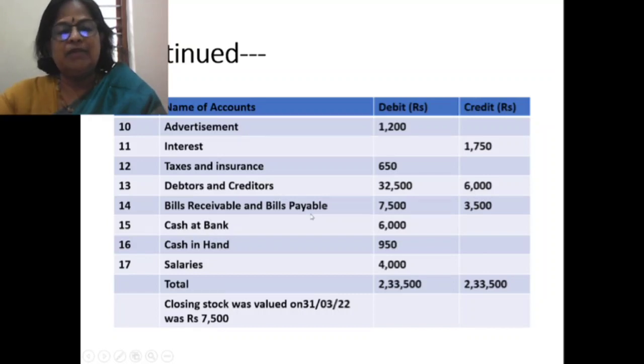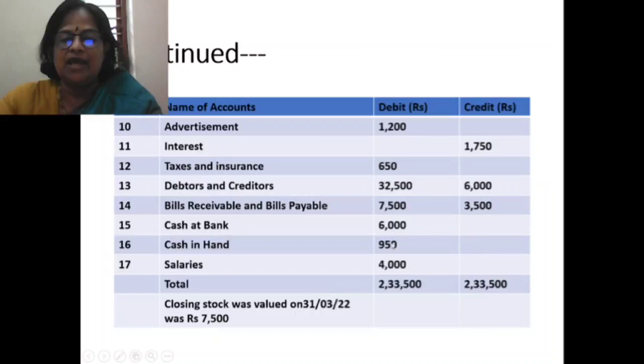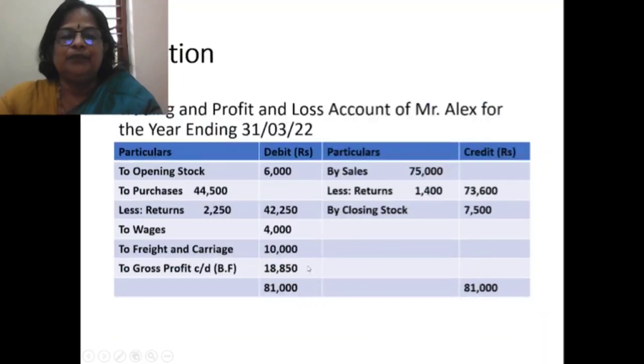Similarly, bills receivable and bills payable. Bills receivable is debit balance 7,500 and bills payable is credit balance 3,500. Cash at bank 6,000, cash in hand 950, salaries 4,000. Total of the trial balance 2,33,500. Closing stock is 7,500.